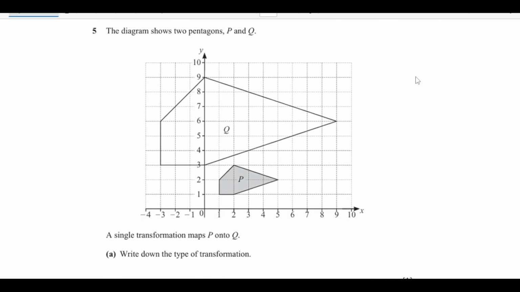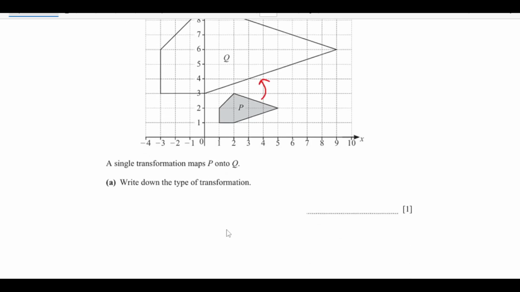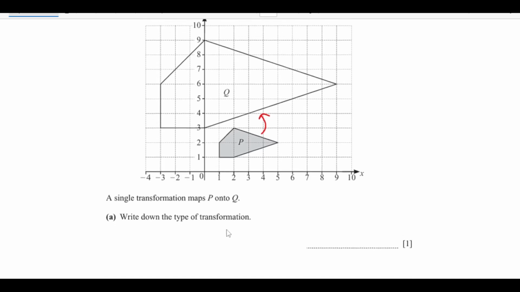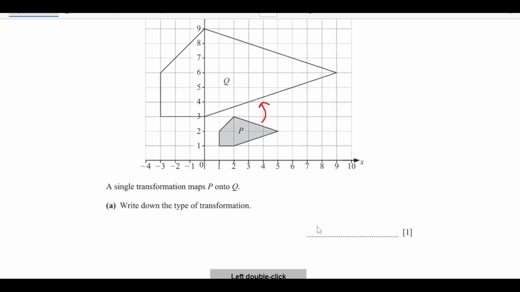The diagram shows a pentagon PQ. A single transformation maps P onto Q, right? So from P to Q. Write down the type of transformation. So for the transformation, as you can see, this shape has been enlarged. So for the type of transformation, we are going to say it is enlargement.